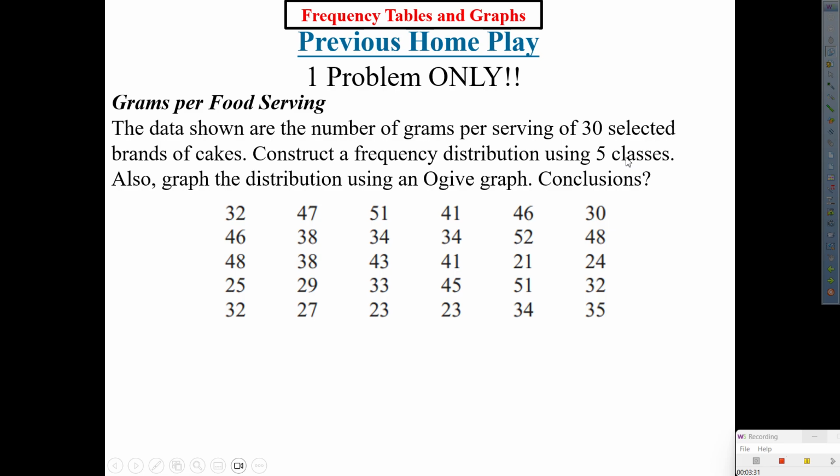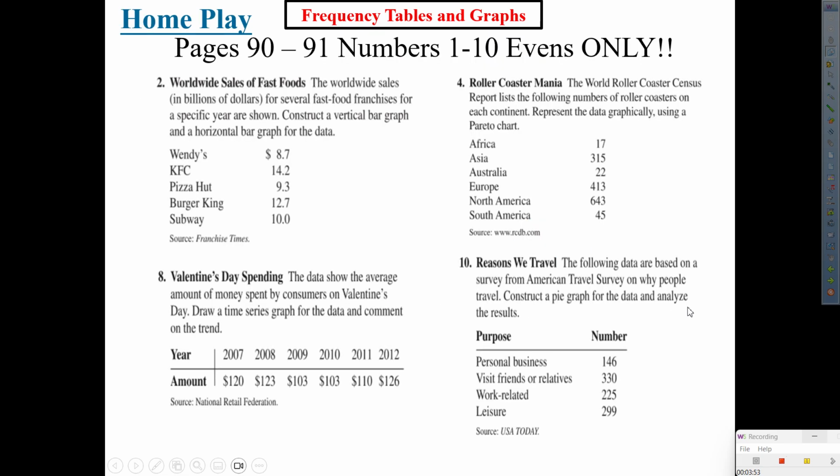Last night's homework, one problem with an ogive. Go to Canvas, turn that in. I'm counting this as a pop quiz, if you have it. It should be titled 1 ogive, 1 distribution. Tonight's homework looks like this. Those 4 problems. Let's go.